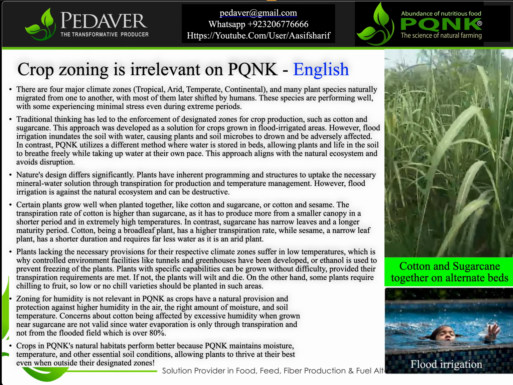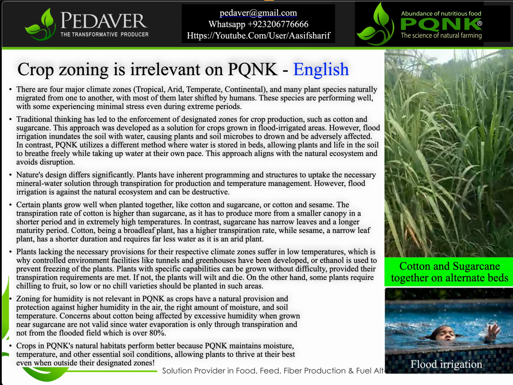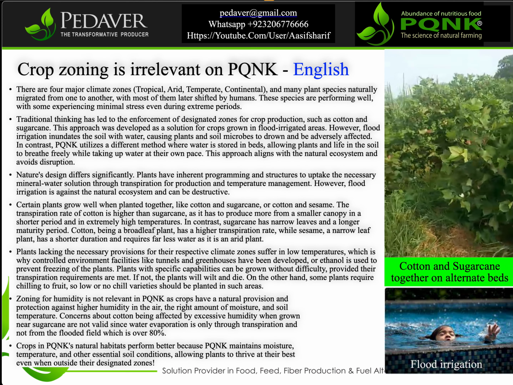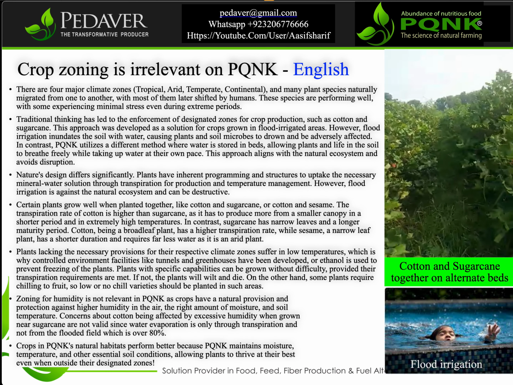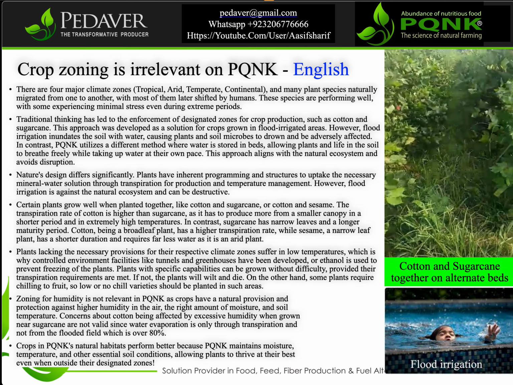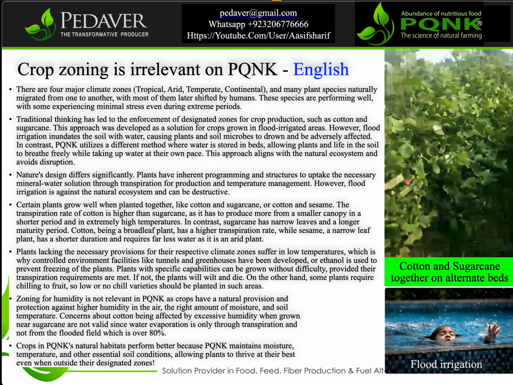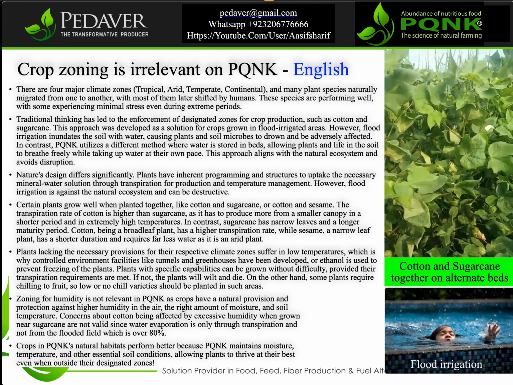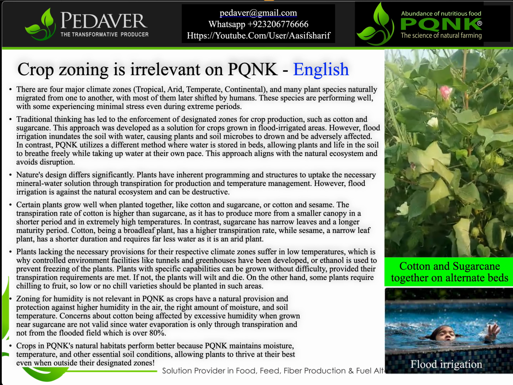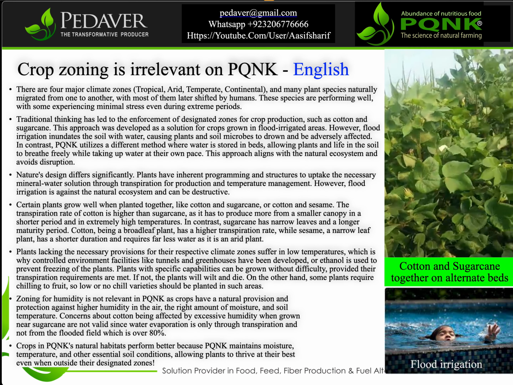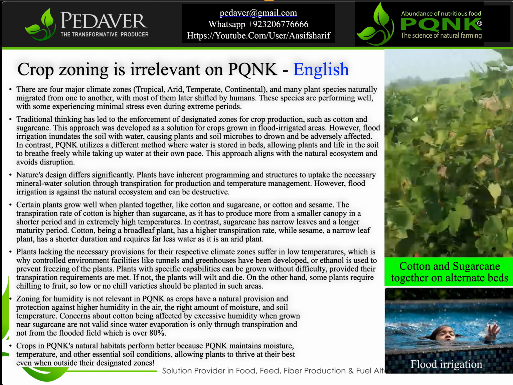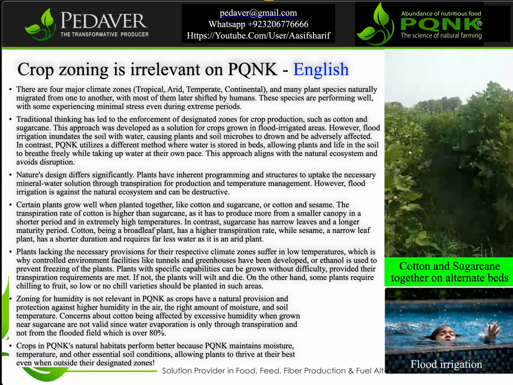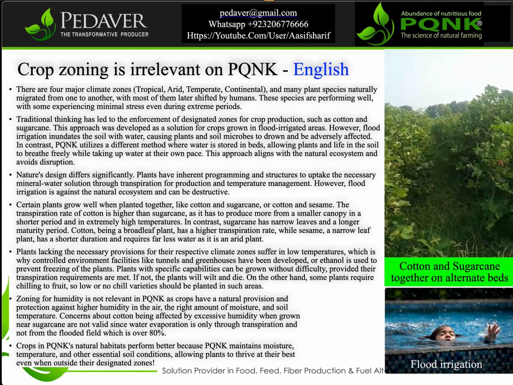Certain plants grow well when planted together, like cotton and sugarcane, or cotton and sesame. The transpiration rate of cotton is higher than sugarcane, as it has to produce more from a smaller canopy in a shorter period and in extremely high temperatures. In contrast, sugarcane has narrow leaves and a longer maturity period. Cotton, being a broadleaf plant, has a higher transpiration rate, while sesame, a narrow-leaf plant, has a shorter duration and requires far less water as it is an arid plant.